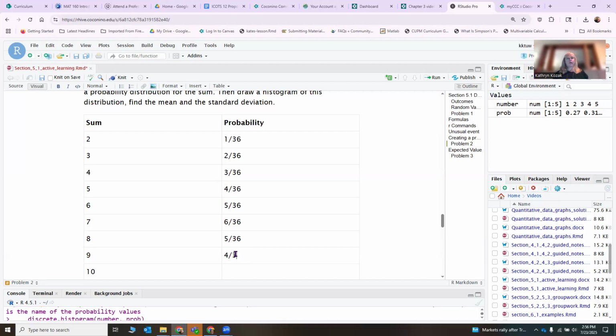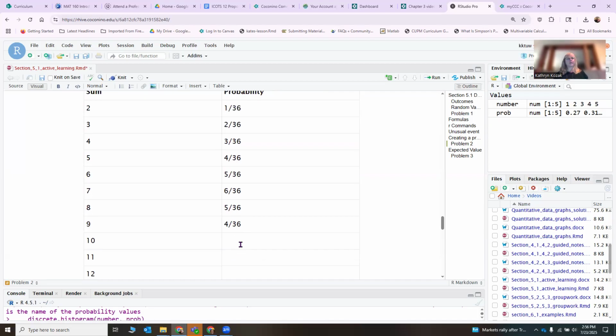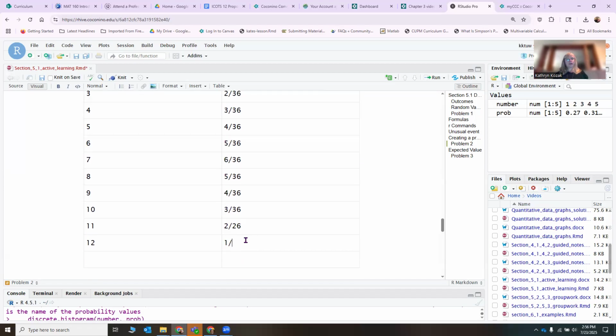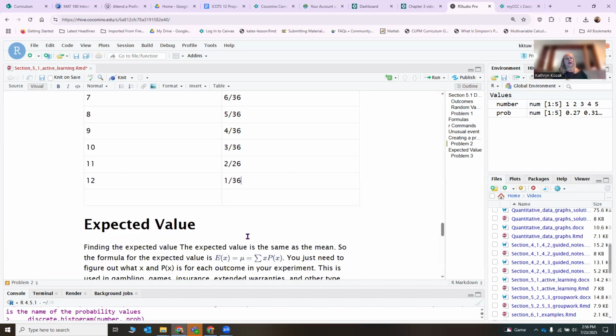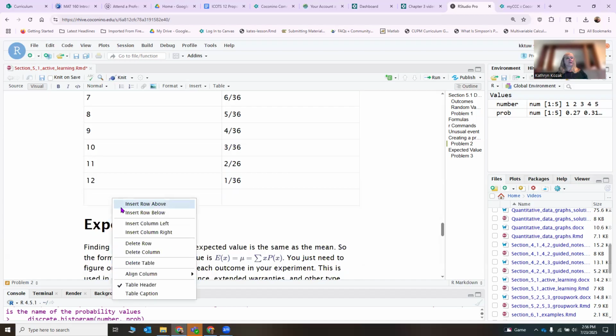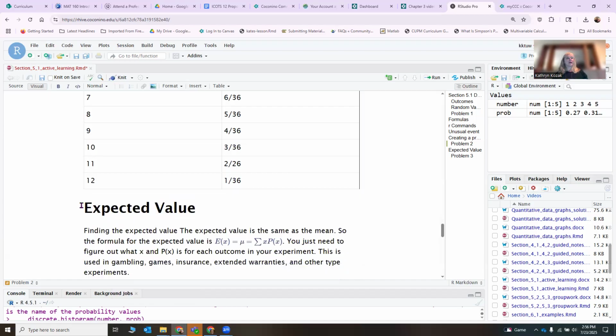9 would have 4 different ways. If you notice, the numbers are getting smaller. 10 would have 3 different ways. 11 has 2 different ways. And a 12, you have to get a 6 and a 6. So there's our probability distribution. Don't need this extra row, so we'll just delete that row. Okay.